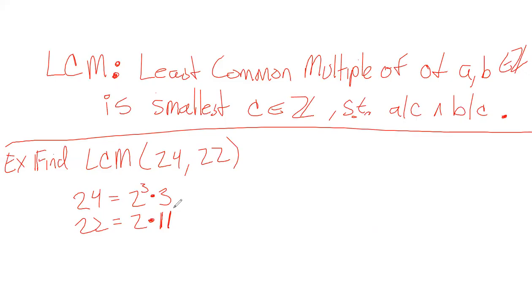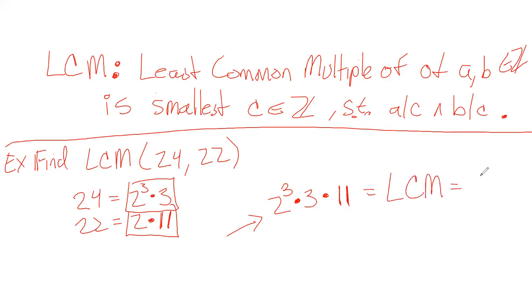So let's take a look. What number will divide both of these? Well, if we pick 2 to the 3 times 3 times 11, it should be clear that 24 and 22 will evenly divide this number here. And so this is our least common multiple. This is 264, I think, when you multiply it out.